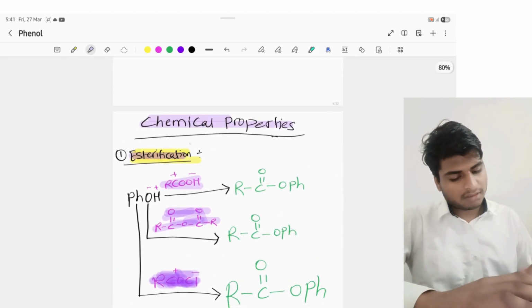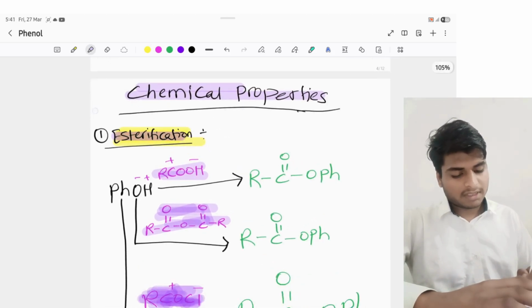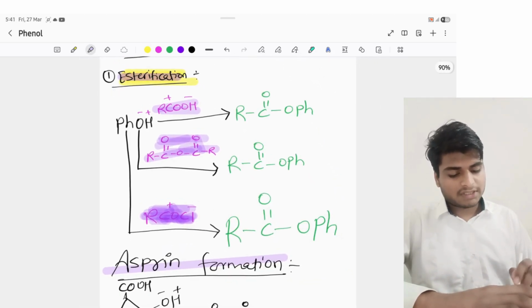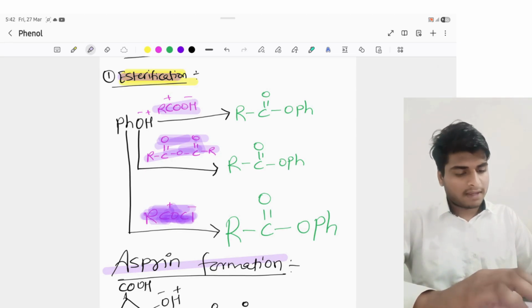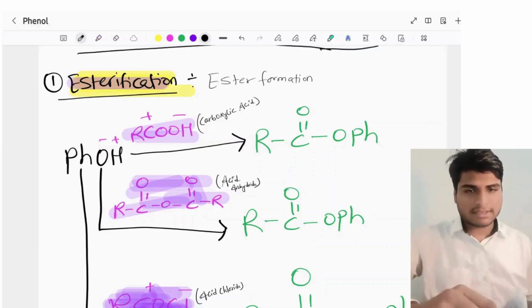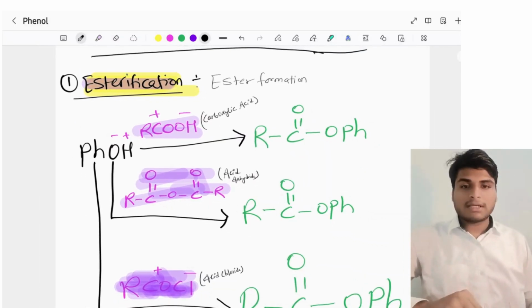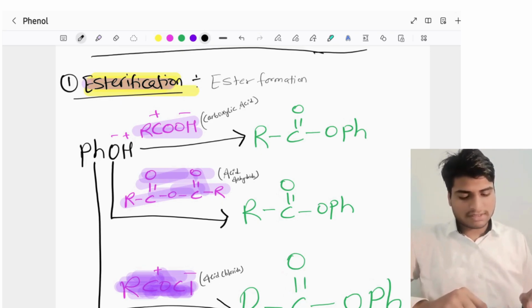Let's come to the chemical properties. First will be the esterification. Esterification means the ester formation. And when phenol is treated with carboxylic acid, the ester will form.